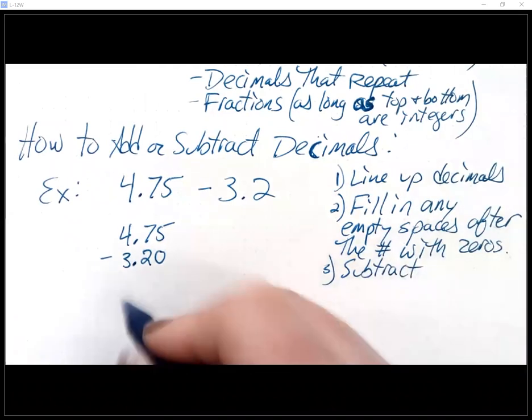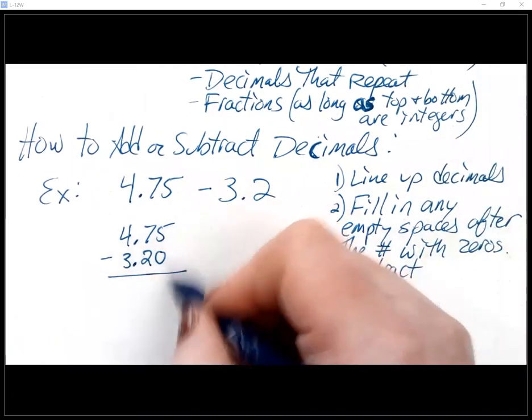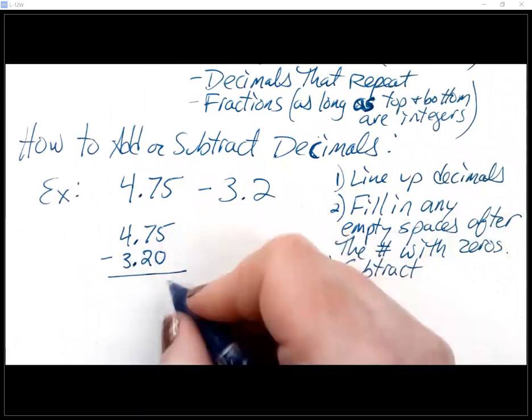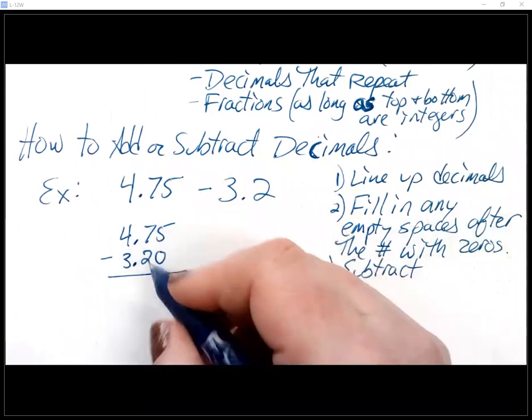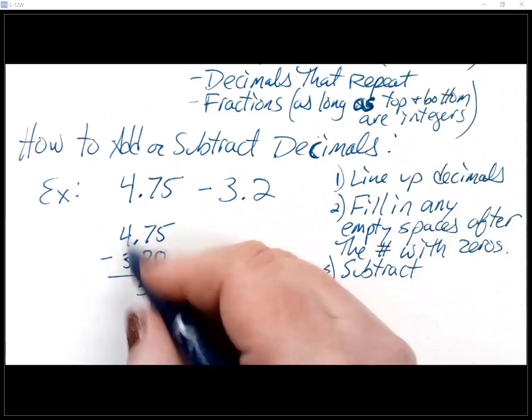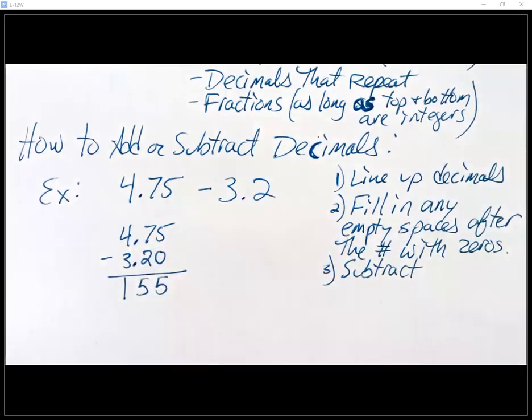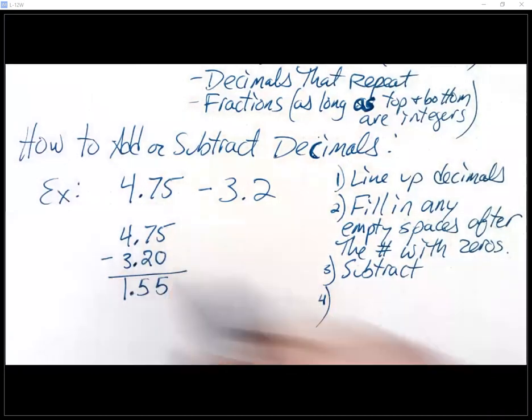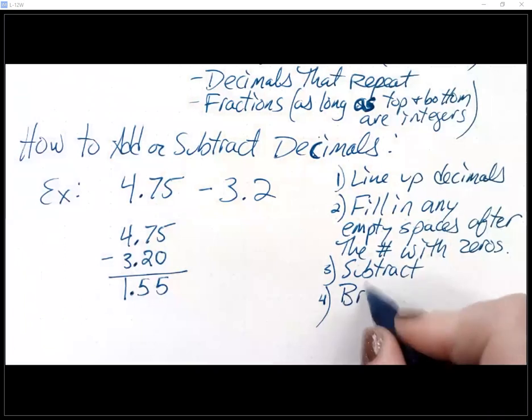So remember, you're just going to subtract straight down. 5 minus 0 is 5. 7 minus 2 is 5. 4 minus 3 is 1. There's something else I have to do. Do you remember now that you see it? Yeah, you bring that decimal place right down. So as long as they're lined up, you just bring it straight down. Bring down decimal.